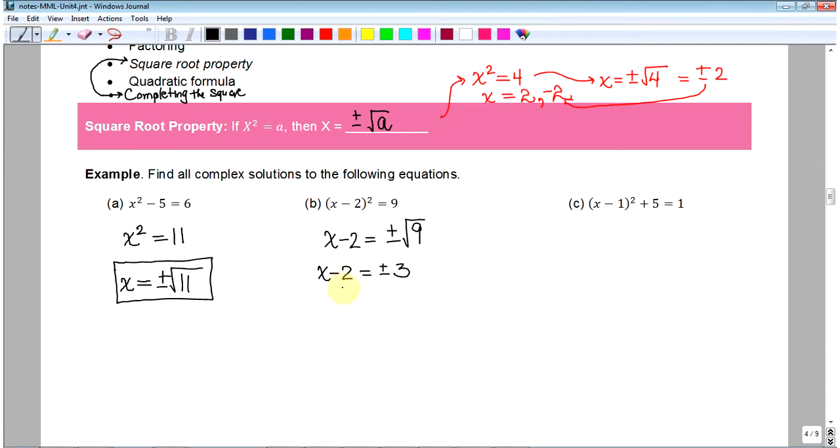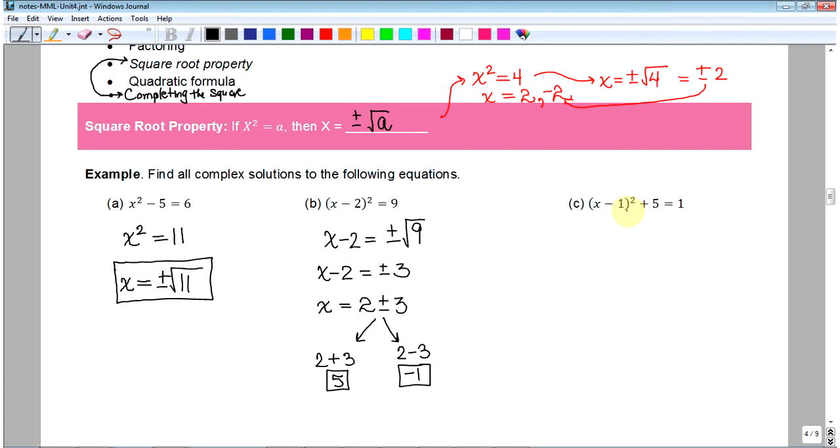I need x by itself, so I need to add 2 to both sides. So I'm going to put the 2 in front of my plus or minus. So we have 2 plus or minus 3, and this is just representing two answers. We have 2 plus 3, which is equal to 5, and we have 2 minus 3, which is equal to negative 1. And those are our solutions for that equation.